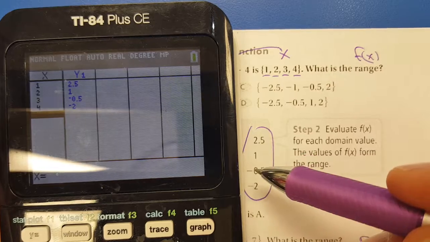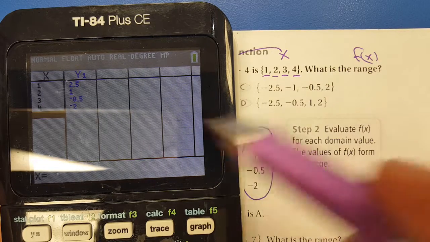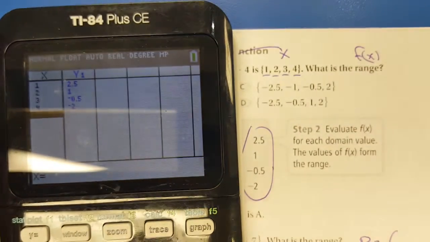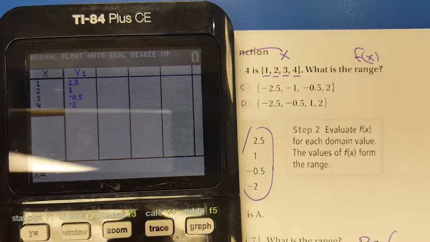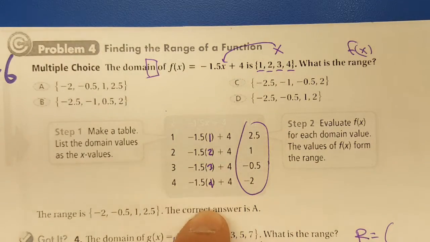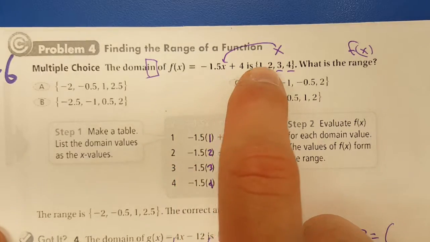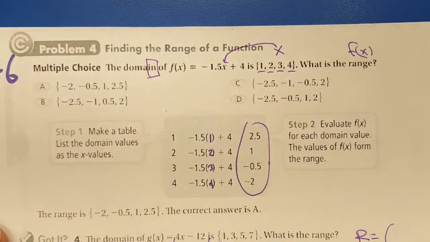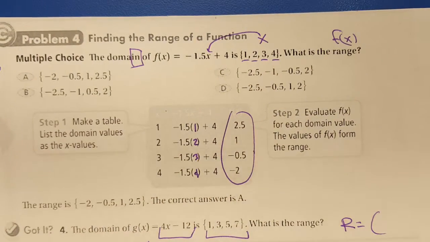There we go, done. So 2.5, 1, negative 0.5, and negative 2 are right there in the table I made in my calculator, all right? So instead of having to do this 4 times, you could type it out once, throw those in the table, and then the range will automatically populate for you. I feel that's way more efficient.